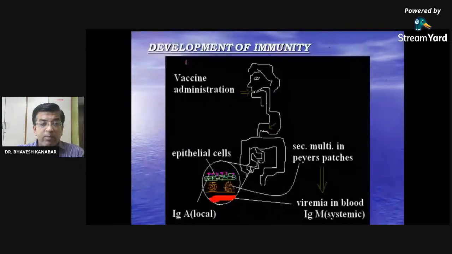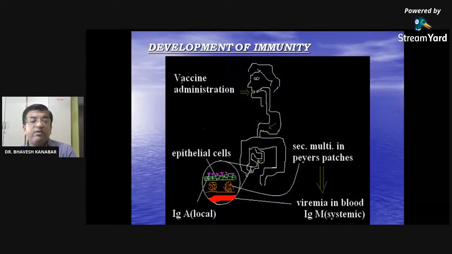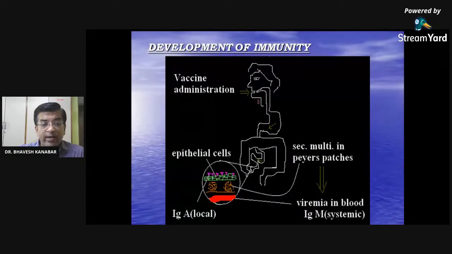So, development of the immunity, vaccine administration. When we administer the vaccine, we are giving the virus, right? Live virus as well as killed virus. So administration of the vaccine can lead to a minor infection without any symptom, and it can produce immunity inside the GIT.